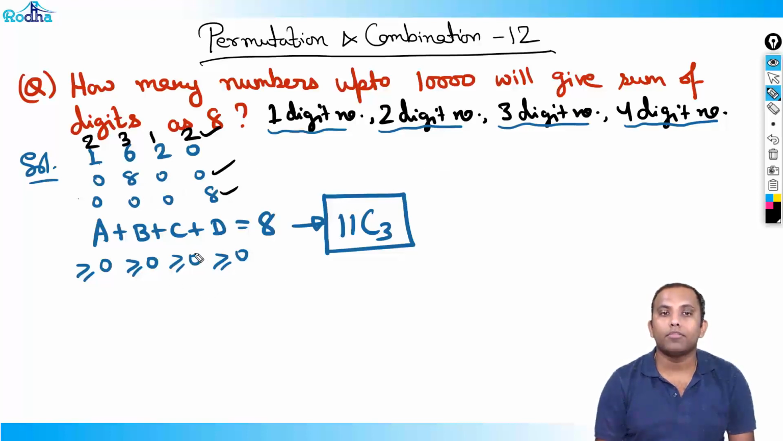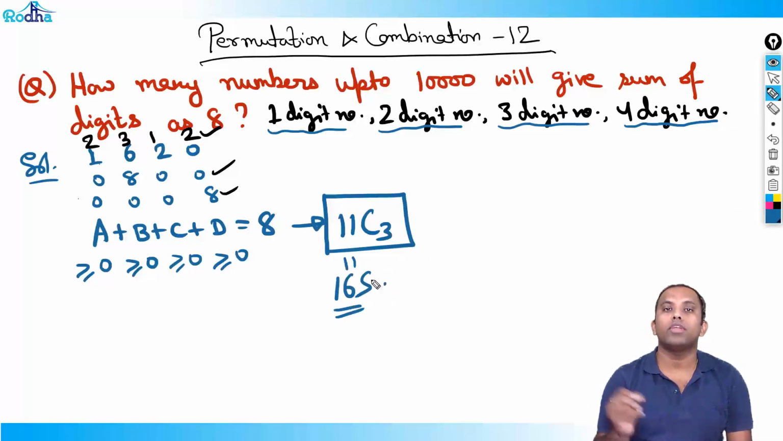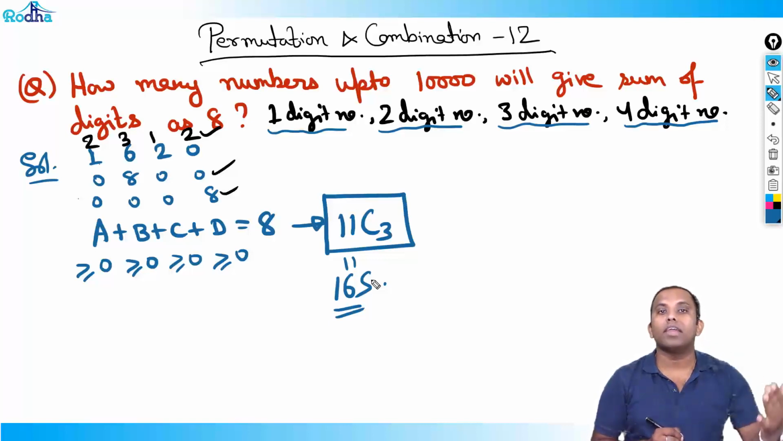If I write a plus b plus c plus d equal to 8, and I write total number of solutions, so what is the answer? Answer is 11C3. If I solve it, we'll get 11 into 10 into 9 by 3 into 2 into 1, 165, right? So how many numbers up to 10,000 will give me sum of digits as 8? 165.